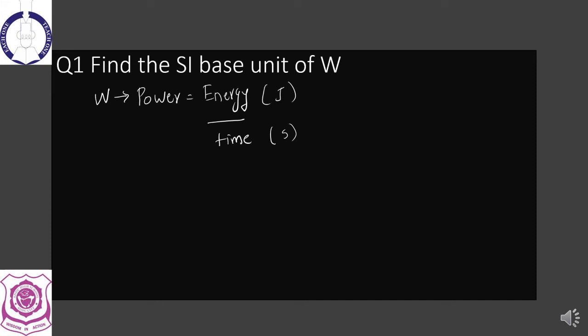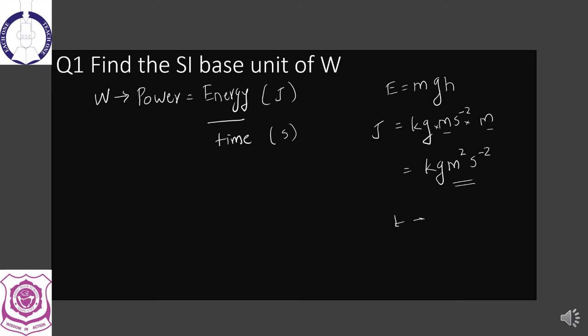So for energy, you need to pick any formula for energy. I'm going to use the gravitational potential energy equation. So energy can be written as m times g times h. When I write the units, for mass, that's kilogram. For g, I'm going to take it as meters per second square because it's acceleration due to gravity. And for h, that is meters. So m and m can be multiplied. I get kilogram m square s to the power minus 2. So this is for joule. For time, it's seconds. You don't need to change that because it's one of the base units.